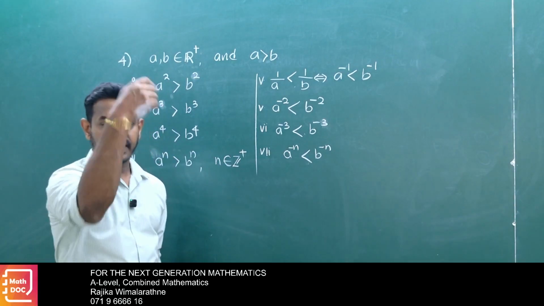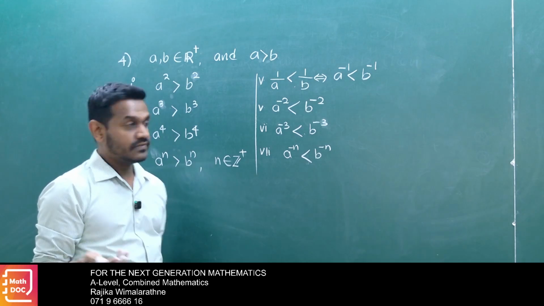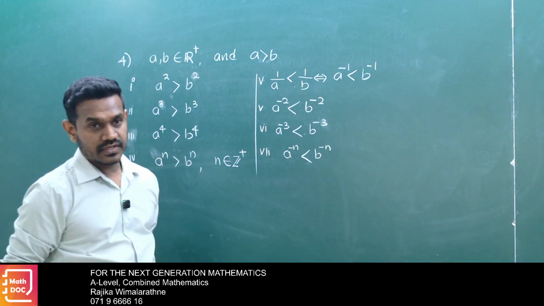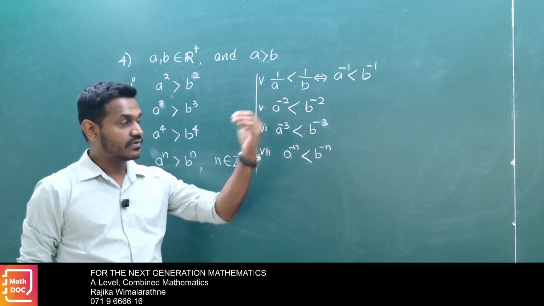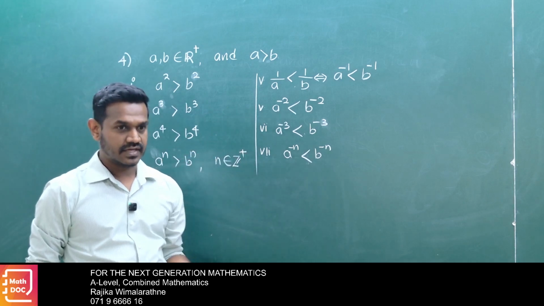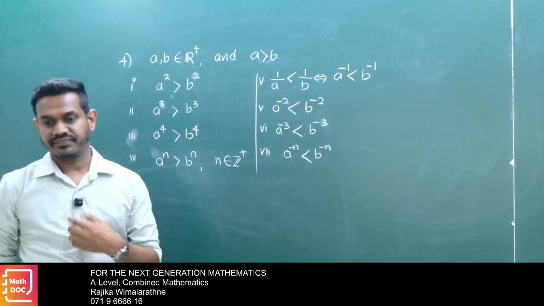Okay, then we can power it. Then for positive integral powers, we can do it without a change in the sign. But for negative integral powers, we have to reverse the sign. Okay, just write it, then we can prove it.